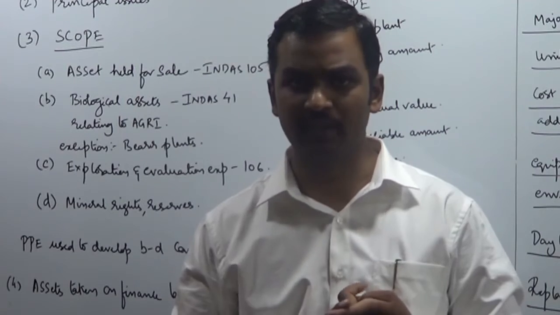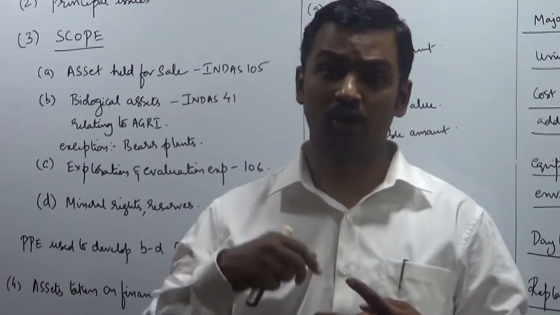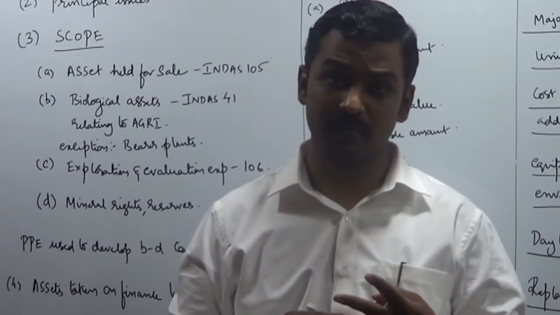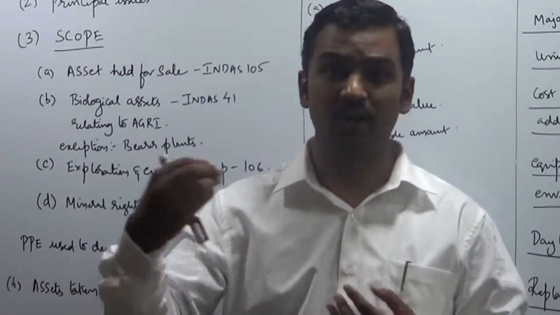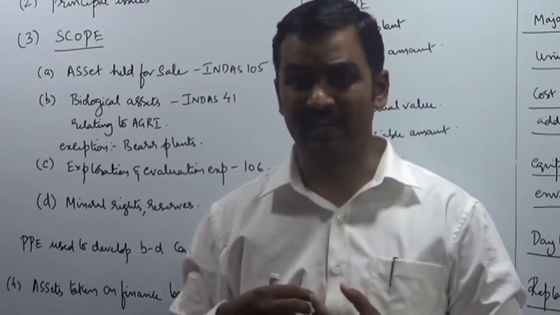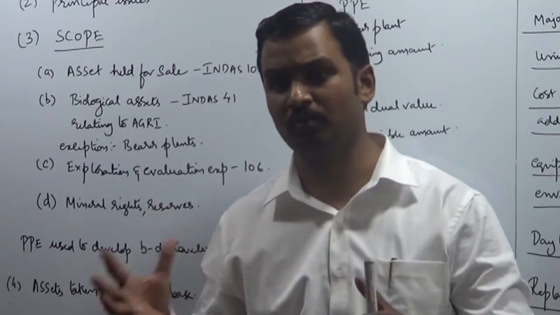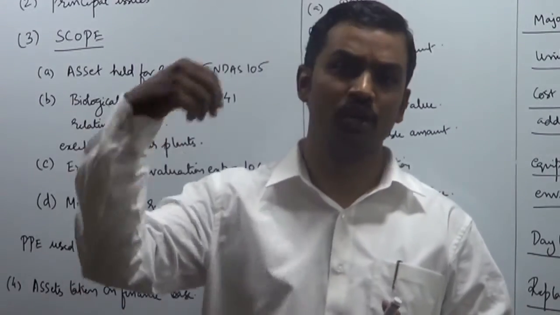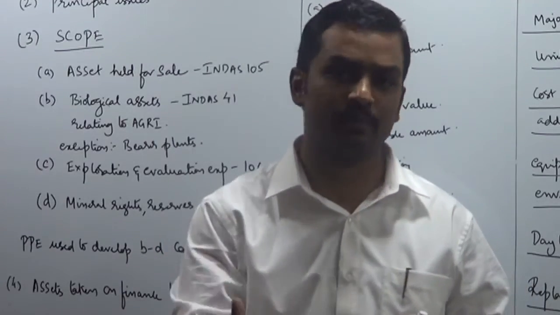It is a tangible item which is held for use in production of goods or provision of services, or for giving it on rent to others, or for administrative purposes, and which has an expected useful life of more than one year. So generally we are talking about assets which can be used in the production process, to supply goods, to provide services to others, or for administrative purposes.